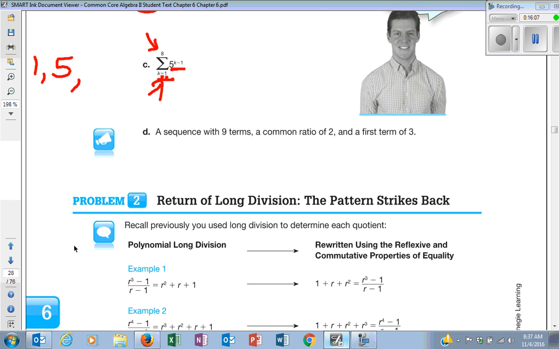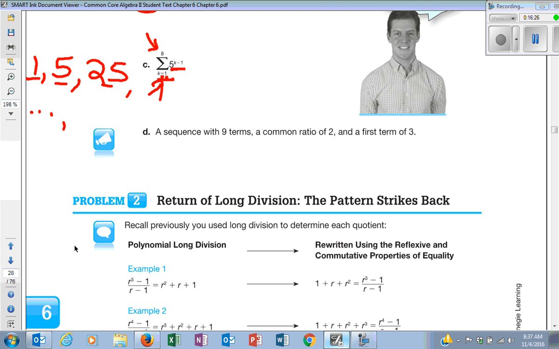So 5 is my second term. How do I find my third term? I put a 3 in for k: 3 minus 1 is 2, and 5 squared is 25. Do you guys see how I'm getting this? This is the first, second, and third term. And then I can do a little dot, dot, dot.